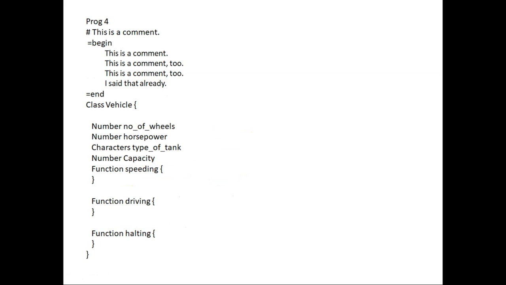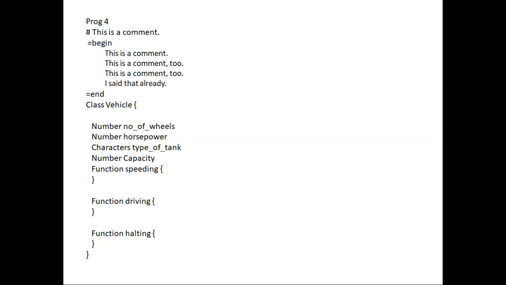Then we are going to program number 4. Here is how to write comments. A single line comment starts with the hash sign. Hash, this is a comment, this is a single line comment, remember. For multiple line comments, it starts with equal to begin and at the end equal to end, and in between you can write a number of lines as comment. So this is a comment, this is also a comment, this is comment 2, like that, whatever things you write.